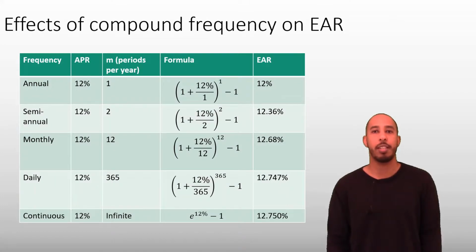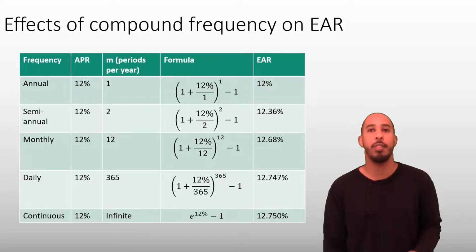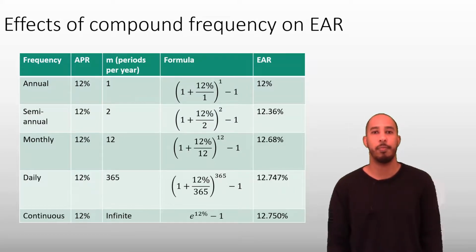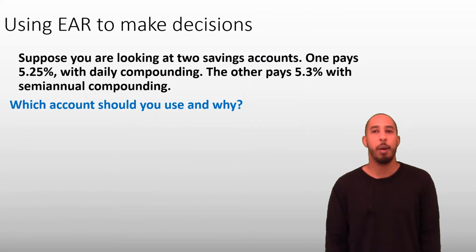This table here summarizes the effects of compounding frequency on the EAR. And as you can see, as the compounding frequency increases, the EAR increases as well. We'll wrap up with an example in which computing the EAR can come in handy. Let's say you're shopping around for a bank account and two of them catch your eye. One bank pays 5.25% APR with daily compounding, and the other pays 5.3% with semi-annual compounding. Which one of these is going to pay the most interest?